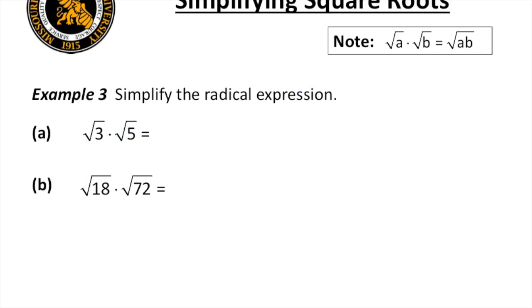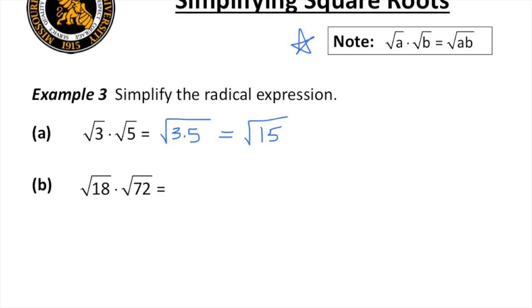In example 3a, we're asked to simplify the product square root 3 times square root 5. According to the note above, when we have the product of two square roots, we can write our product as a single square root. So in this example, we can multiply the 3 times the 5 and write that under one single square root. So we have the square root of 15. Since 15 is not a perfect square, we think about what perfect squares divide 15. And since there aren't any, we are done simplifying, and our final answer is the square root of 15.